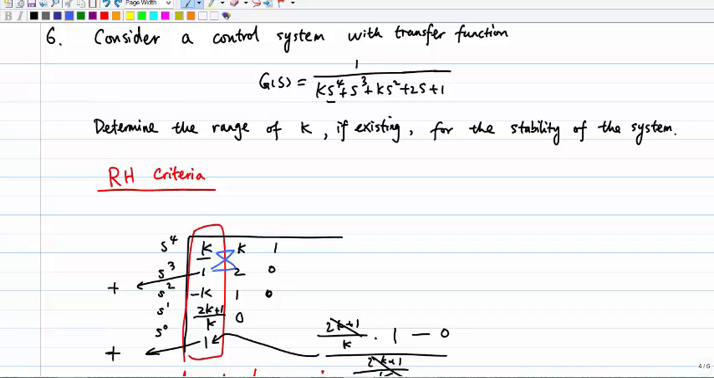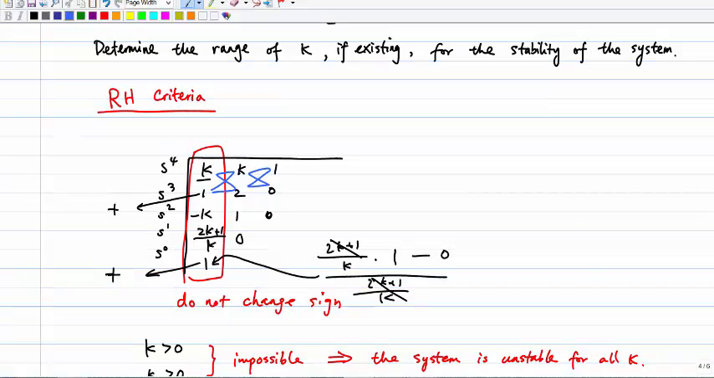You do the cross multiplication for all the values here, so I don't repeat it. Essentially, I figure out all the numbers from this row and this row, right? The first two rows are already filled in by the coefficients. So I start with the third row, fourth row, last row. The first column should not change sign, according to the Routh criterion. So the first column is 1, k, negative k, 2k plus 1 divided by k, and 1. So that's my first column.